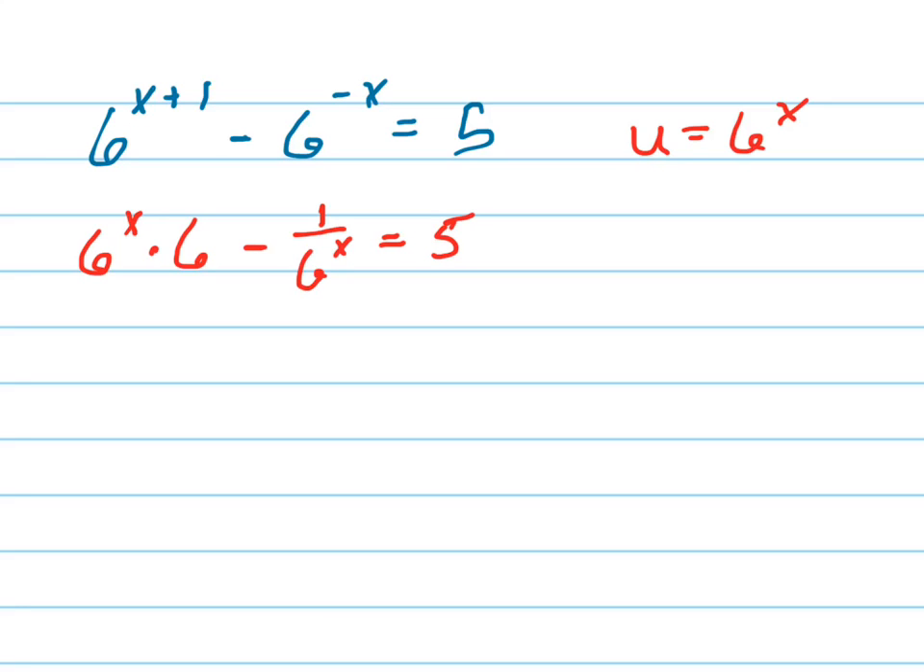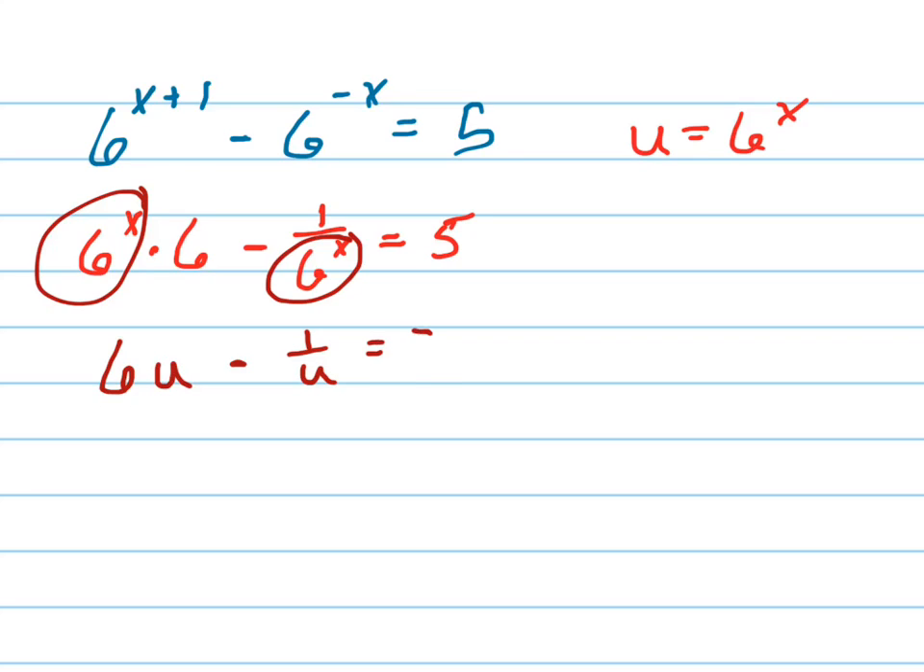If I rewrite it, now I can see all the things that turn into u. There's a u, and there's a u. So this is 6u minus 1 over u equals 5. You don't have to do it that way, but to me it's easier to rewrite it in terms of u, and then I can deal with this like a quadratic equation, and then substitute the 6 to the x back in and solve it using logs and so forth.